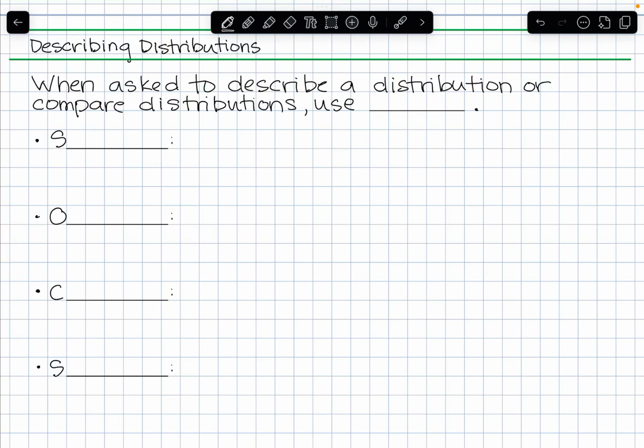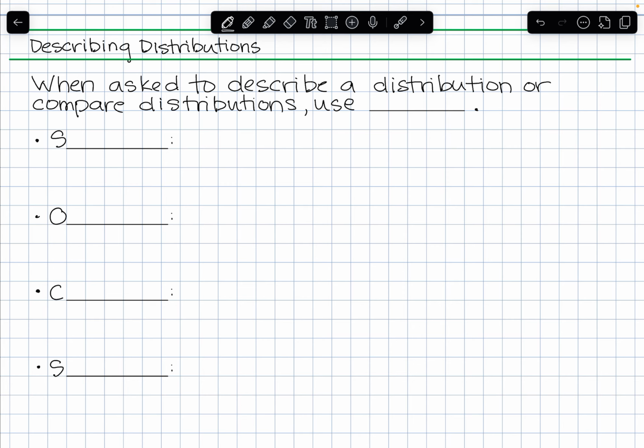For this last video, we're going to take the bits and pieces that we've learned in our first unit on descriptive statistics and put them together in a neat little package. Generally, when we're doing descriptive statistics, our goal is to describe a distribution of data or compare two distributions of data. And as statisticians, when we're asked to do that, we generally look at four things.